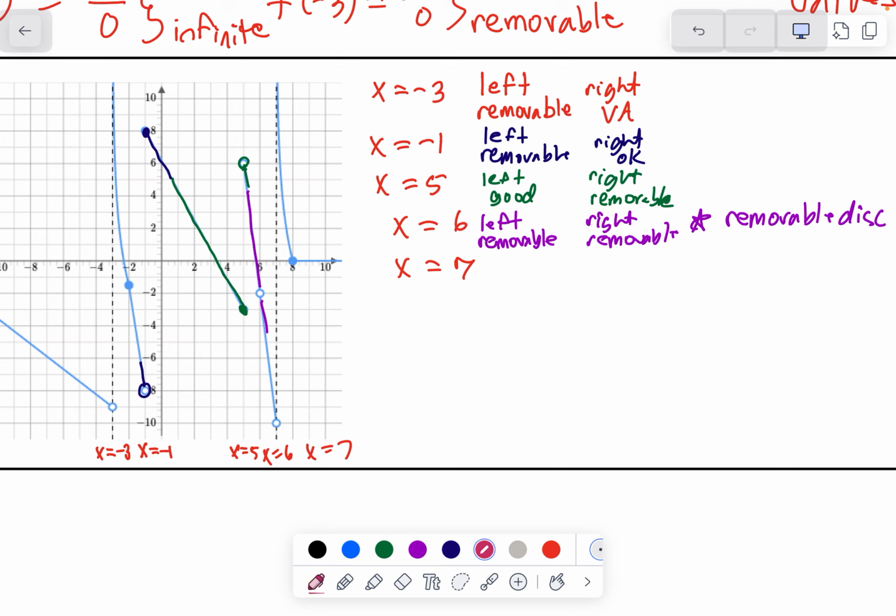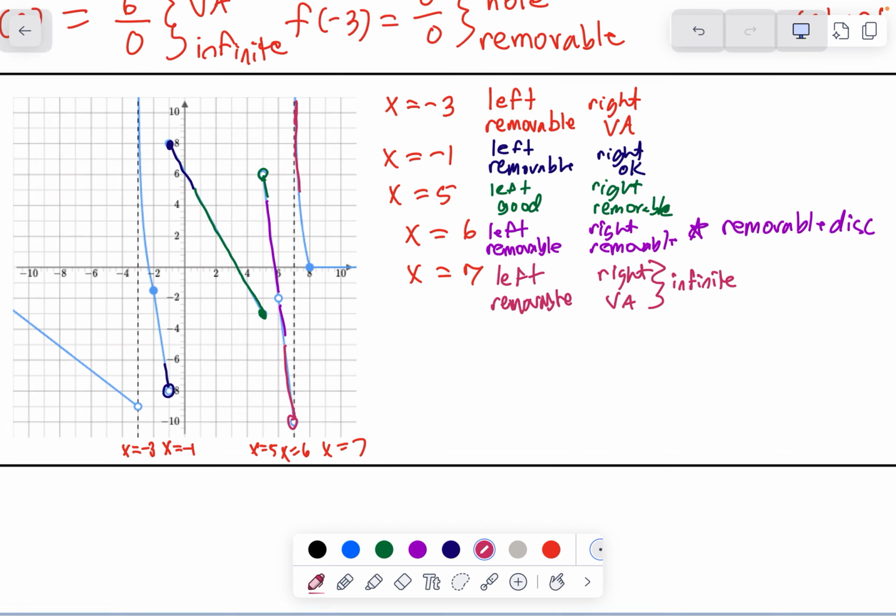Okay, now he's walking, he's walking. Left side, the left of positive x equals 7, he has a hole there, so that's removable. He leaps up here. See how they skim it across that vertical asymptote. So the right side is a vertical asymptote, which is called an infinite discontinuity.